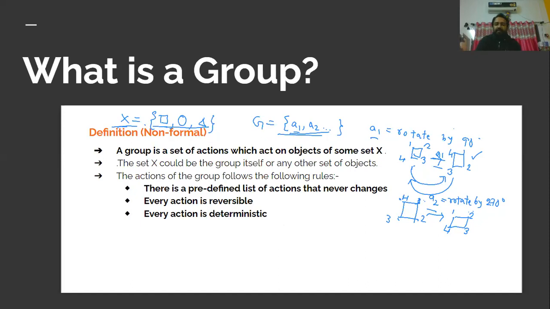Every action is deterministic. Okay, this basically means that when a configuration is achieved on an object of set X by a set of actions of group G, that configuration can be achieved only by that set of actions of group G and not by any other set of actions, right? So again, I would like to tell you what it means.